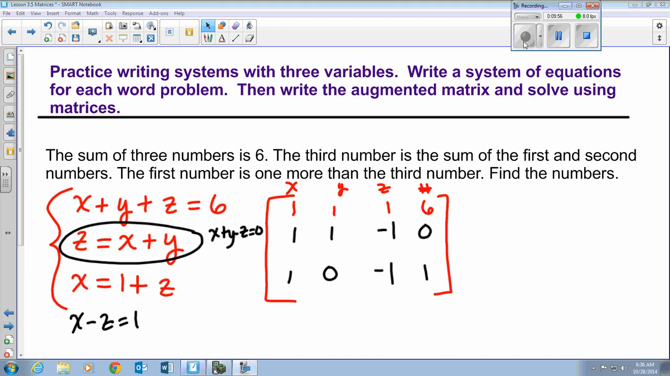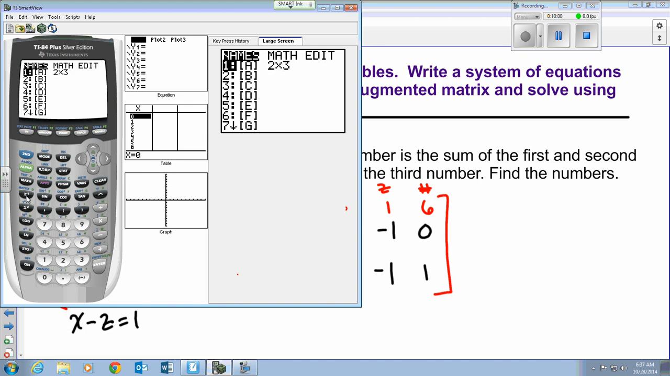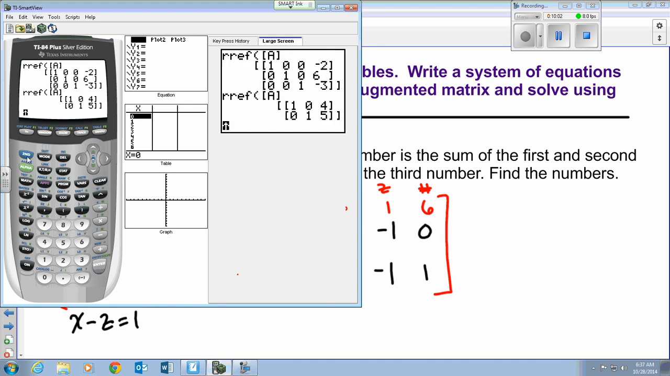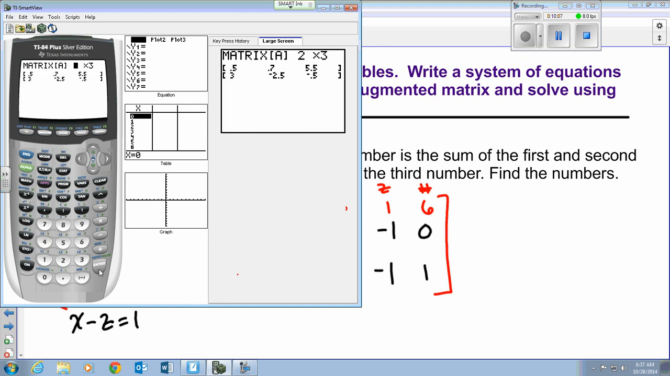All right, so on our calculator, we're going to input this as a matrix. I always edit just matrix A so I don't have to remember what the name of my matrix is. So I have a 3 by 4 matrix. My first equation, my second equation, my third equation.